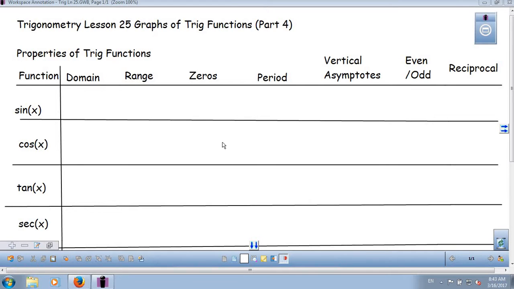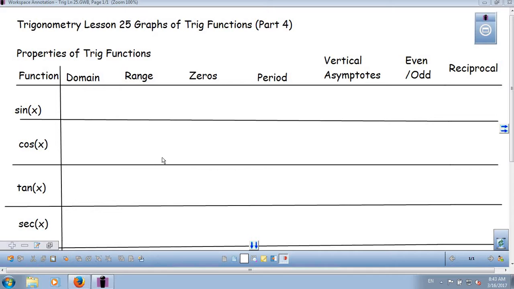Today we're continuing our trigonometry lesson. This is lesson 25. We are in the part where we're discussing graphs of trig functions. We have been talking about graphs of trig functions for the last three lessons, and today is the fourth part of this series.